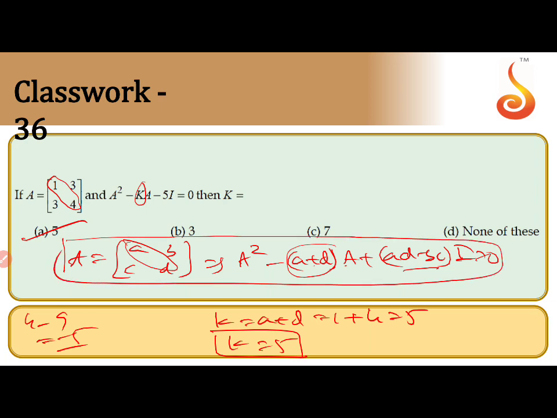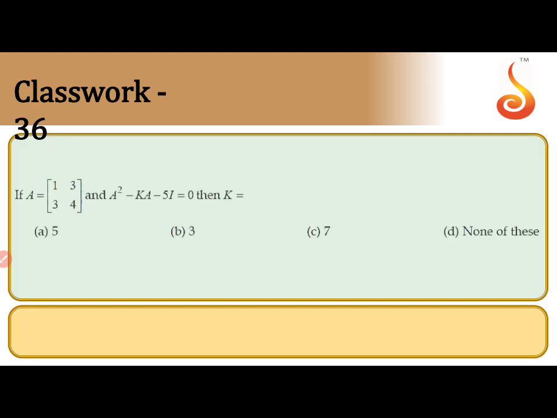This is time saving. Otherwise, you can solve A square and 5I and equate to K and solve it. That is a long process. This is a shortcut method to solve the question. Check the answer. K is the value 5.